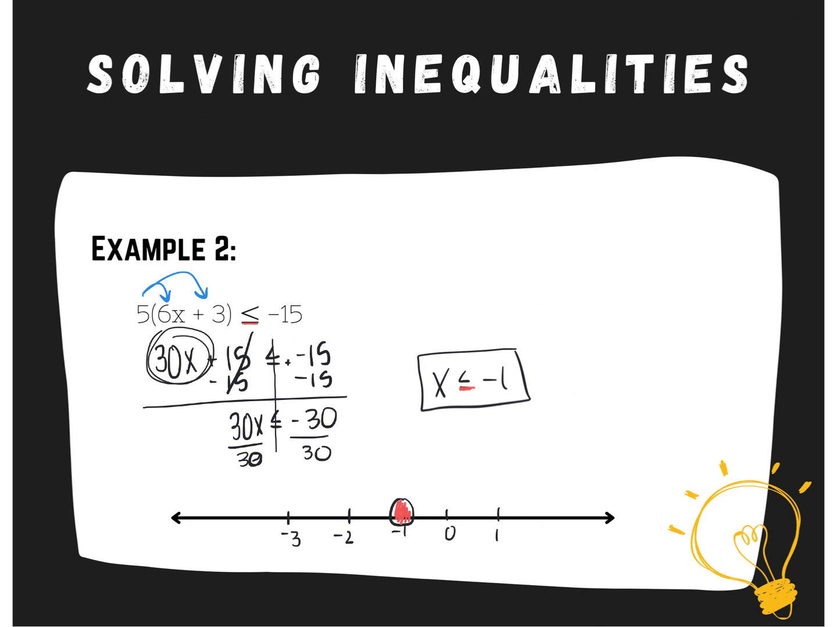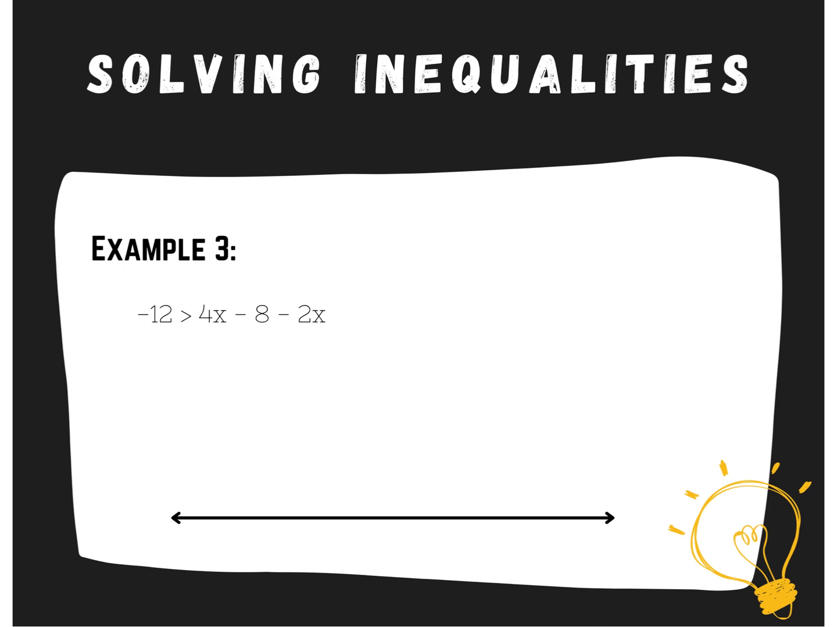We want things that are less than negative 1, like negative 2, negative 5, negative 90, negative 2,000. Those are all solutions. But also negative 1 is a solution because it says that x could be less than or equal to negative 1. Anyway, that means we need to shade in our circle and then point an arrow toward the left.